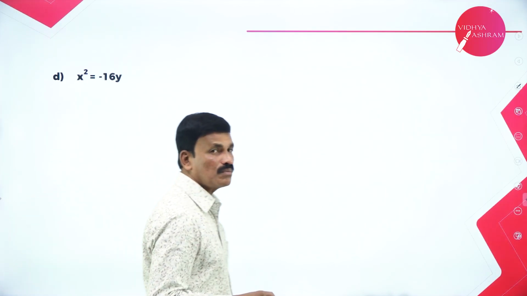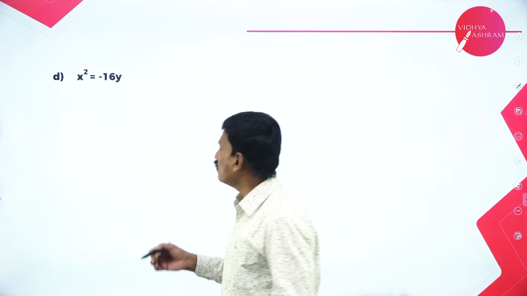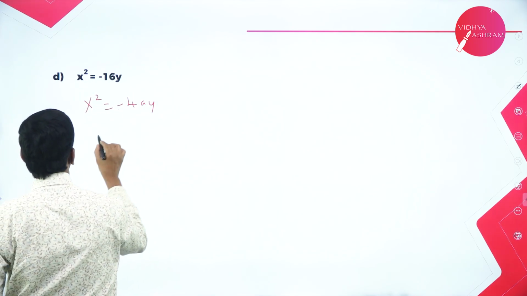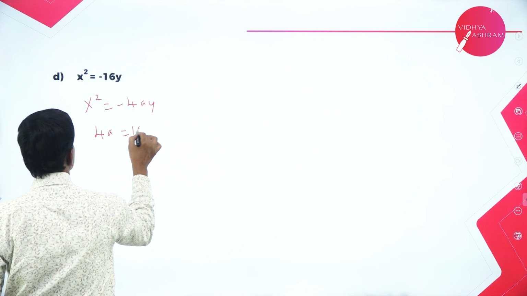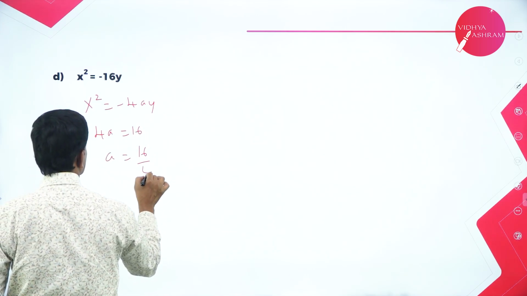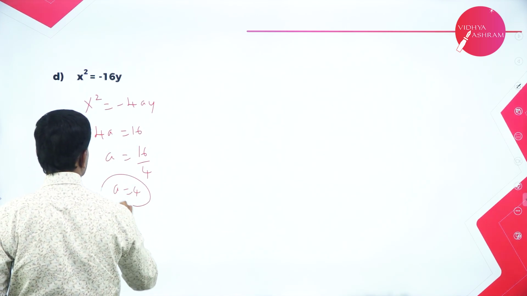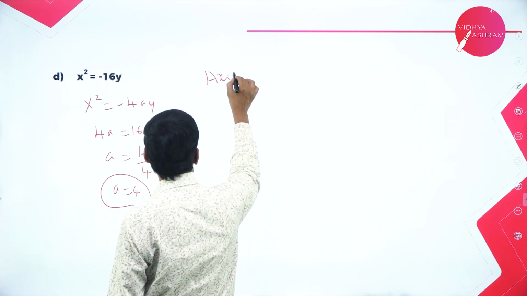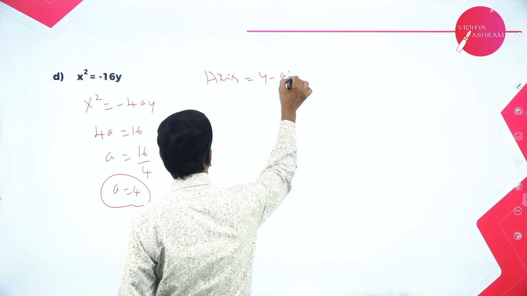x square is equal to minus 16y. Now comparing with the standard equation, x square is equal to minus 4ay, here 4a is equal to 16, a is equal to 16 by 4, that is 4. A is equal to 4. The axis of the parabola is again the y-axis.